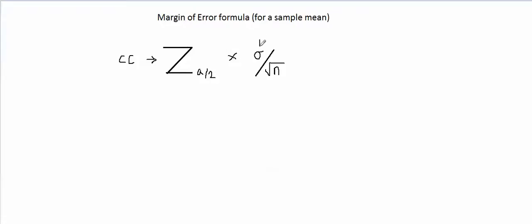This symbol right here is the Greek letter sigma, and it stands for the population standard deviation. The standard deviation of all members of a population. So I said pop SD, which just means population standard deviation. It was just a short way of writing it. And this letter N is sample size.